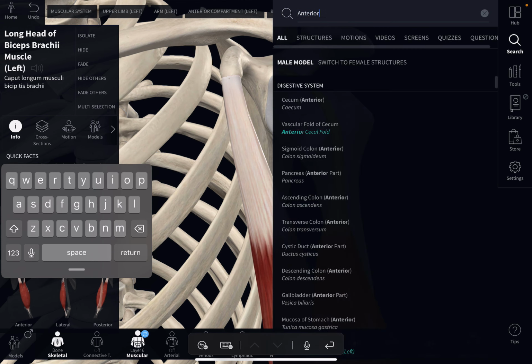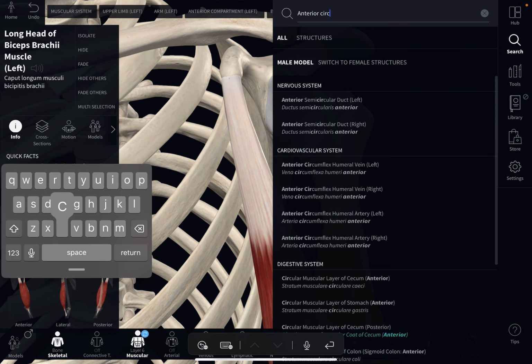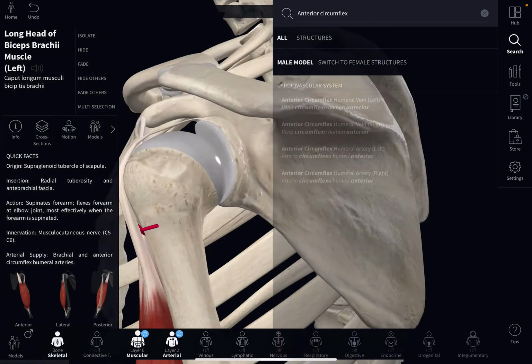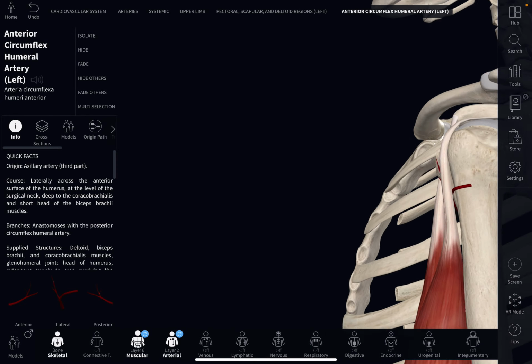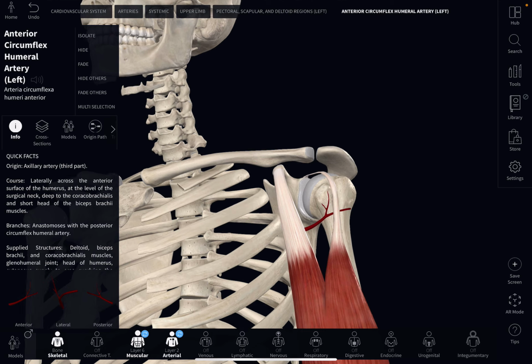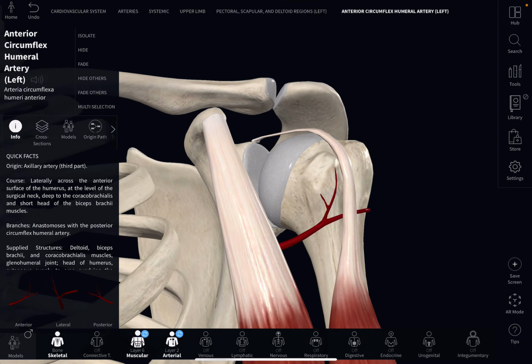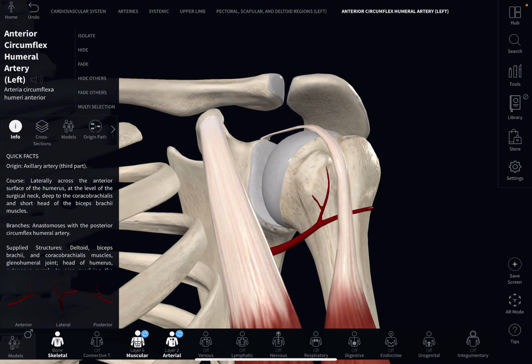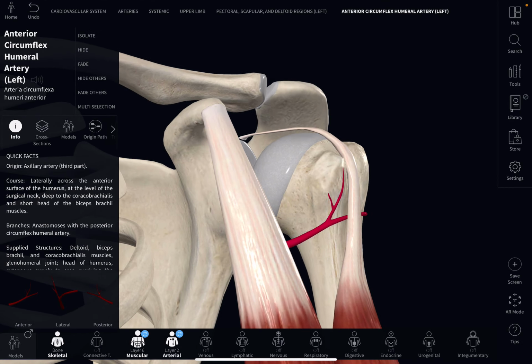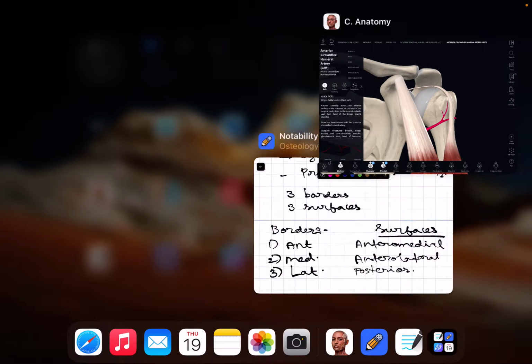Anterior circumflex humeral artery of the left side. Okay, so here is the anterior circumflex humeral artery. This anterior circumflex humeral artery gives you an ascending branch. See that? The branch that goes upwards. So this ascending branch of the anterior circumflex humeral artery lies in the bicipital groove.